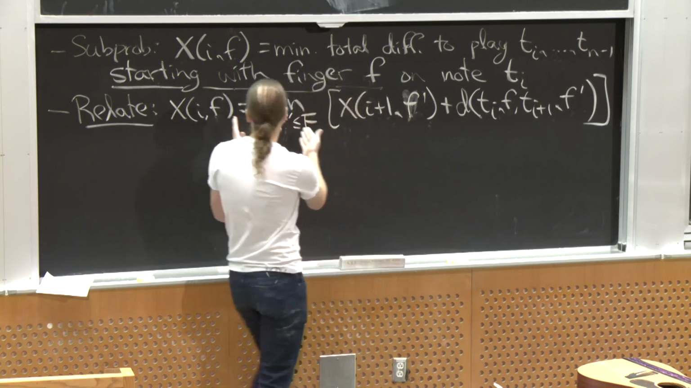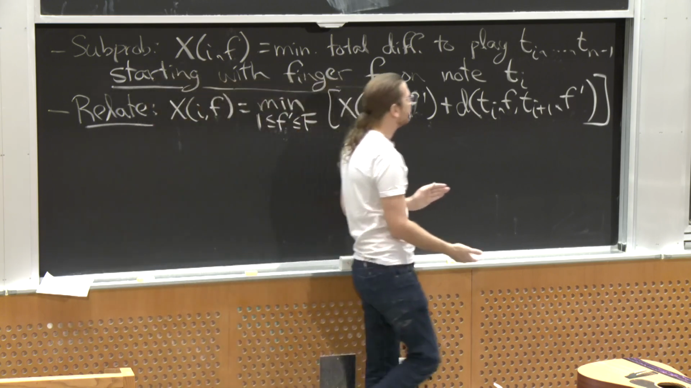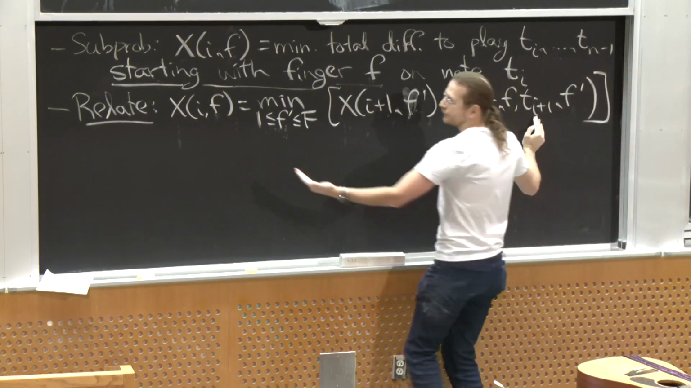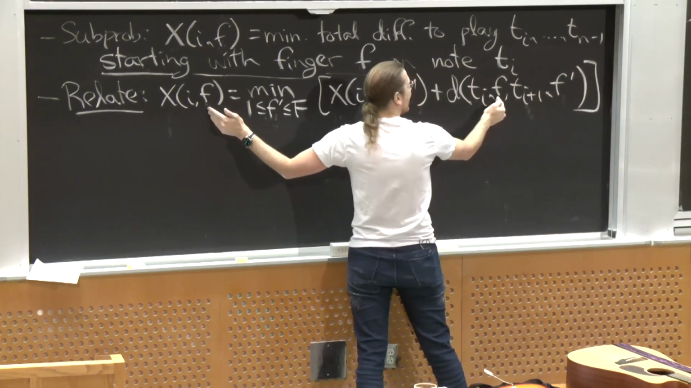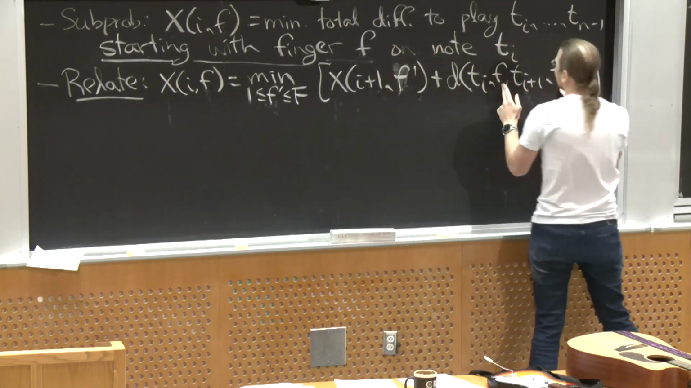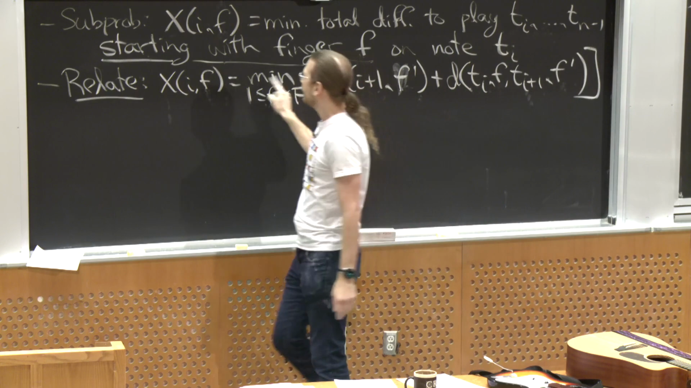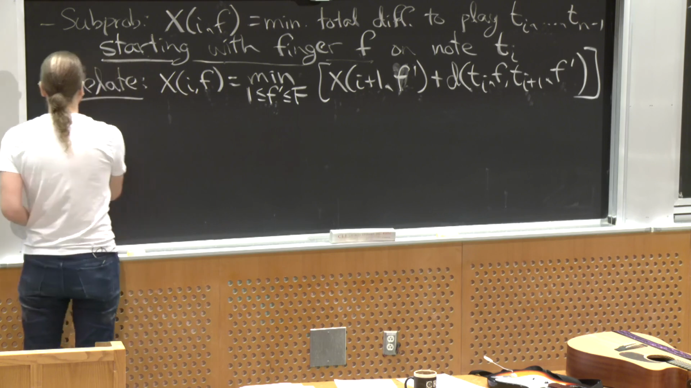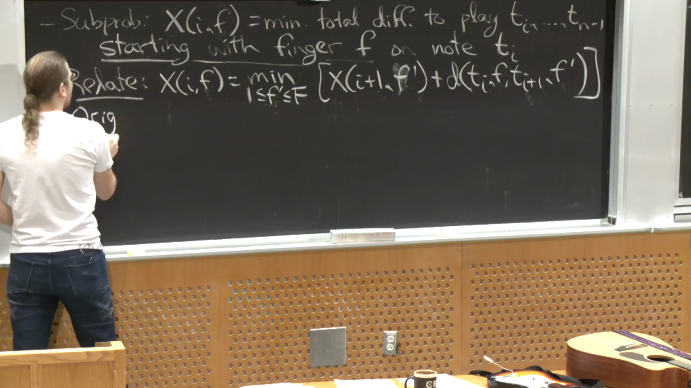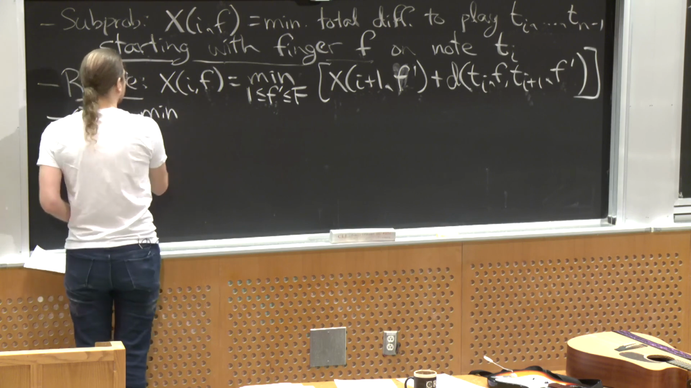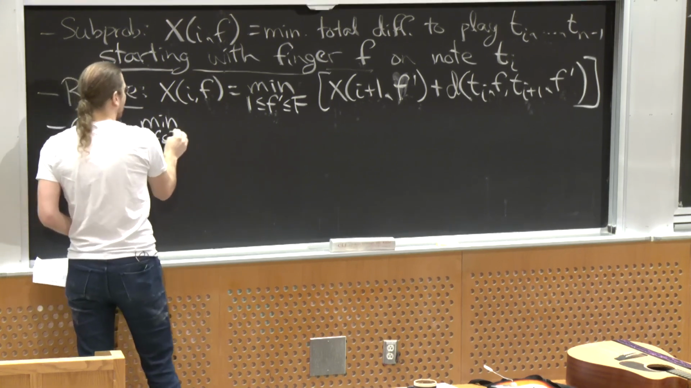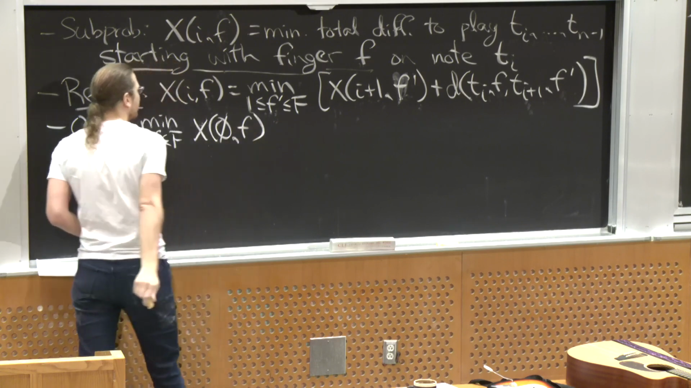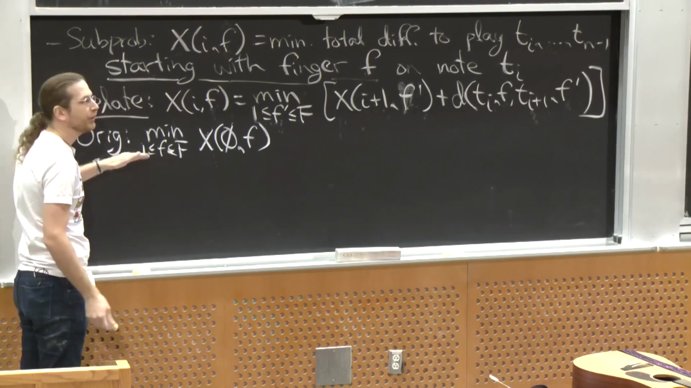And so locally to x_i f, I know what finger f prime is being used for t_i plus 1. And also, because of the definition of x_i f, I know what finger I'm using for t_i. And so I get to know both of these fingers. One comes out of this min, and the other is given to me as this parameter. And then, of course, if I can solve these problems, I can solve the original problem by just one more min of 1 up to capital F of x_0 little f. Right? I don't know which finger to start with, but that's just F choices.